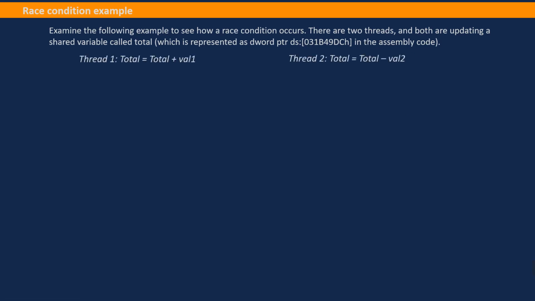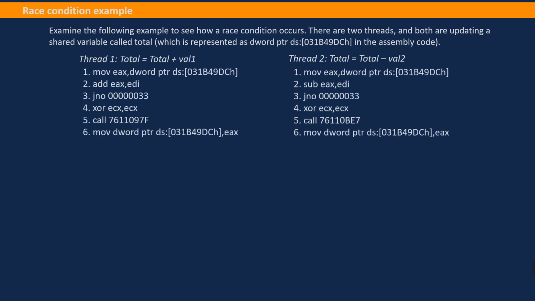So this is the Visual Basic code, and this is the equivalent assembly code. As you can see, this is straightforward assembly language. You basically move the value of total, which is pointed to by this value, into your register EAX, and then you add your value 1 to EAX, and then jump not overflow. It just means that the addition has been successful, there is no overflow in the register.